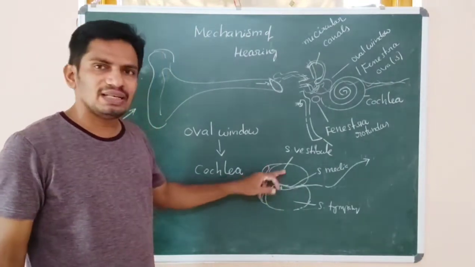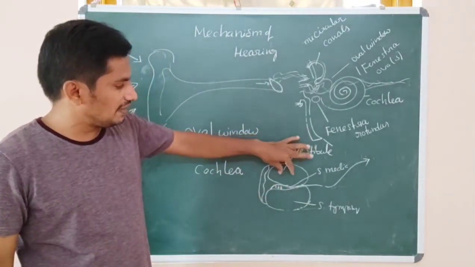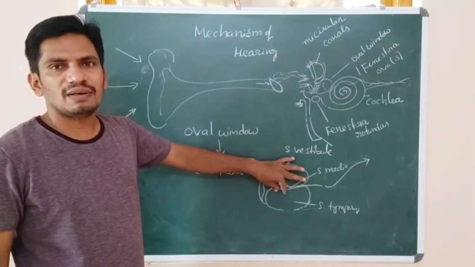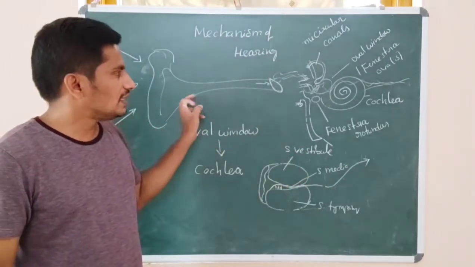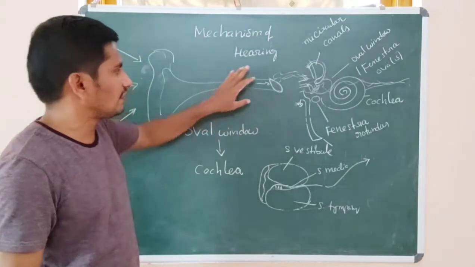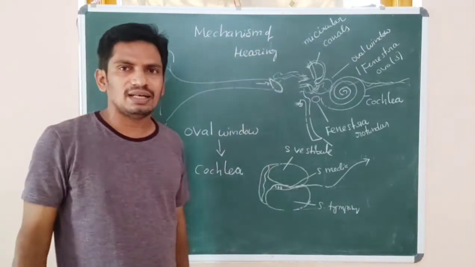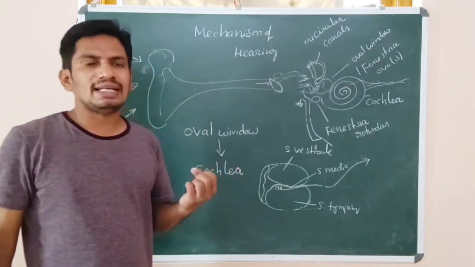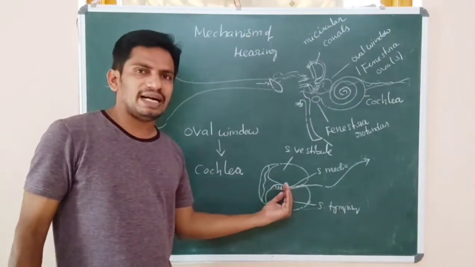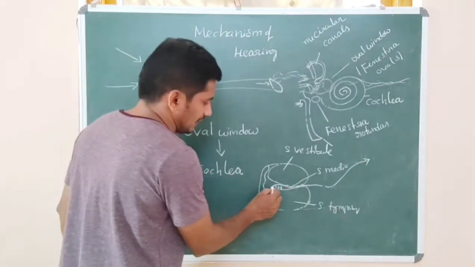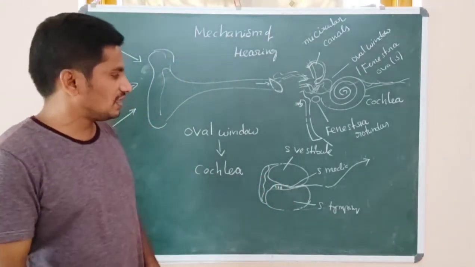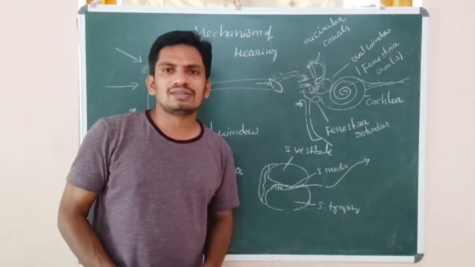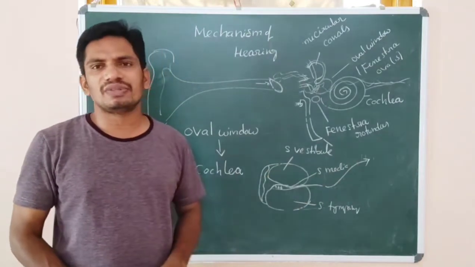These are filled by the perilymph and endolymph. When sound vibrations travel from the oval window into the cochlea, through these fluids, the cilia will ripple and then be depolarized, and send the information to the auditory cortex of the brain.